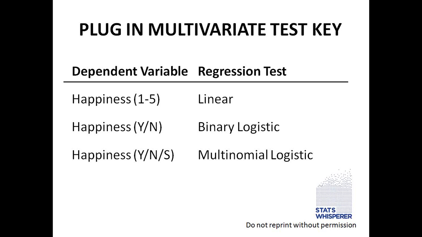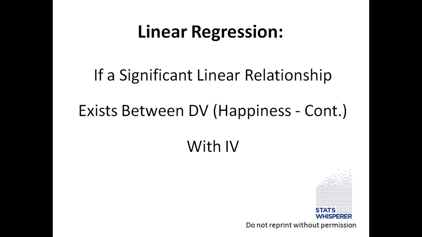So here we go. We have them plugged in here. For our happiness on 1 to 5, we're going linear regression. The happiness, yes, no, 2 categories, binary logistic. And the happiness, yes, no, somewhat, multinomial logistic, right? Trying to use a little repetition to embed these procedures in your memory. So let us start off with linear regression.